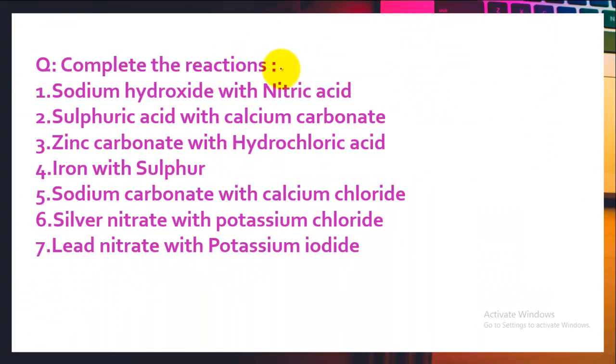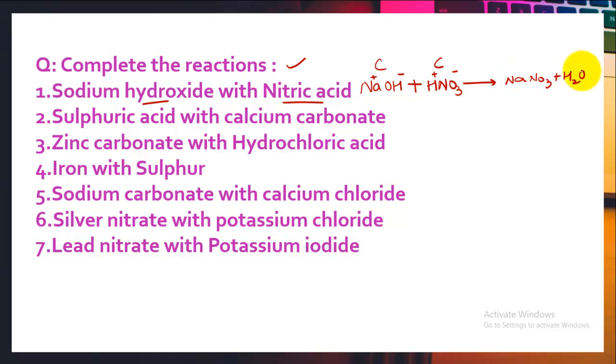Now we need to complete a few reactions. One is sodium hydroxide with nitric acid. So we have sodium hydroxide, we know NaOH. We have nitric acid, that is HNO3. So let's complete this. We can see that these are two compounds, so a double decomposition reaction will occur. So just write the valencies like this. After interchanging the ions, it will lead to the formation of sodium nitrate and water.